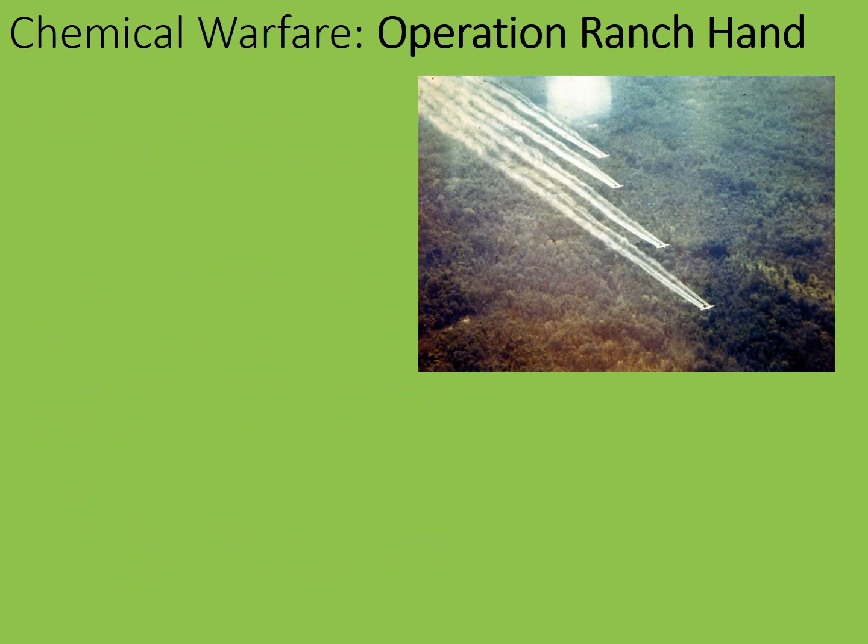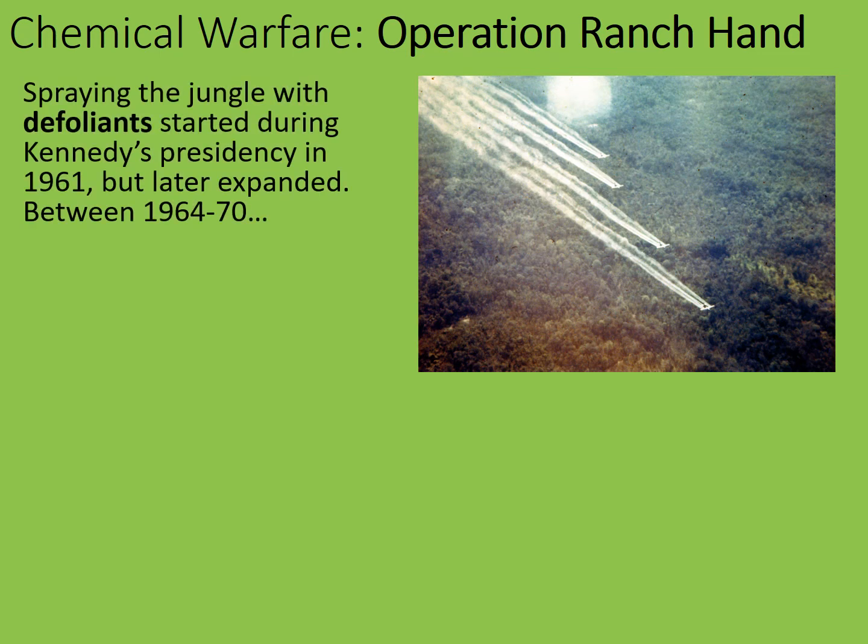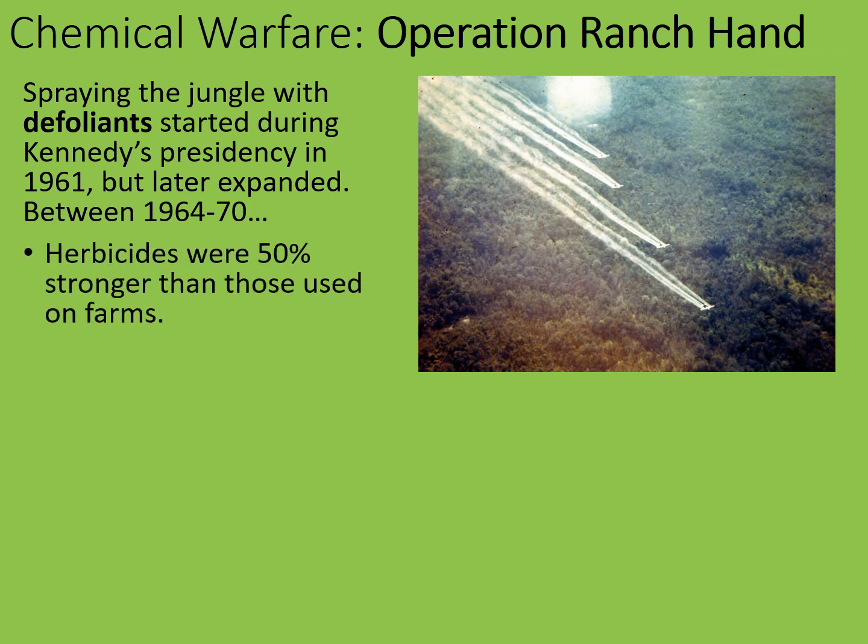Now we're going to have a look at a side factor about the search and destroy tactics that is very unpleasant and very controversial. You may want to make a subheading now, Operation Ranch Hand. This is an example of chemical warfare, not one that was intended to directly harm people, but one that ended up harming them nonetheless. Spraying the jungle with defoliants started during Kennedy's presidency in 1961, but later expanded between 1964 and 1970 under the leadership of President Johnson and later President Nixon.